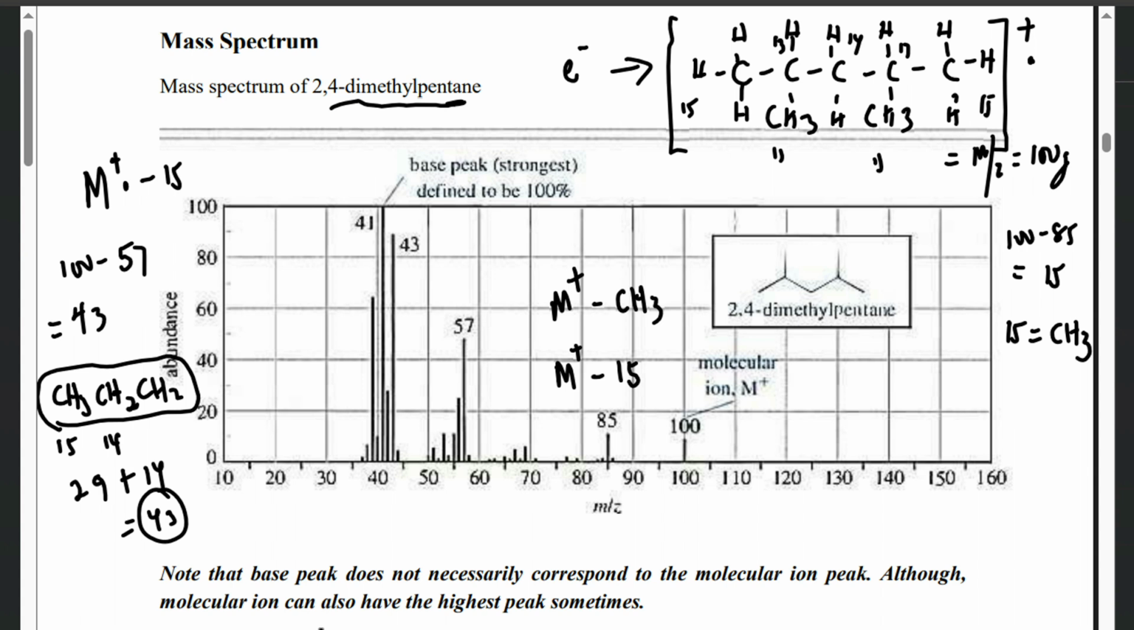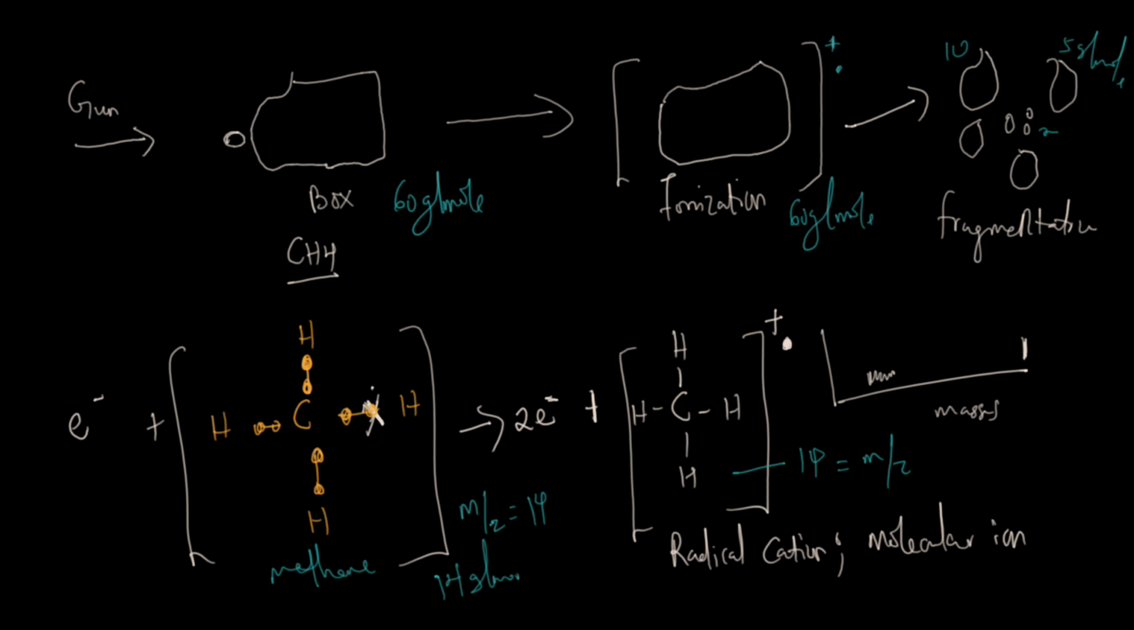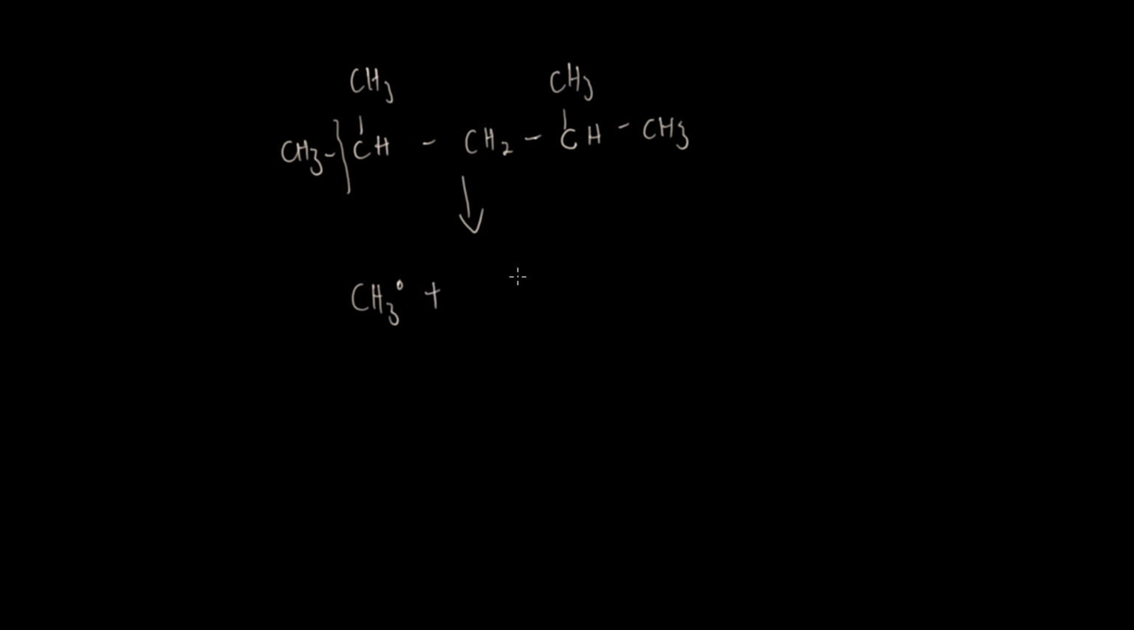Let's write the structure out in a better way: CH3, CH, CH3, CH2, CH, CH3, CH3. This is 2,4-dimethylpentane, with carbons numbered 1 to 5. Fragmentation can occur here. If it does, we're going to have a CH3 radical and CH3, CH2, CH, CH3, CH3, which is the positive fragment. Let's call this A.